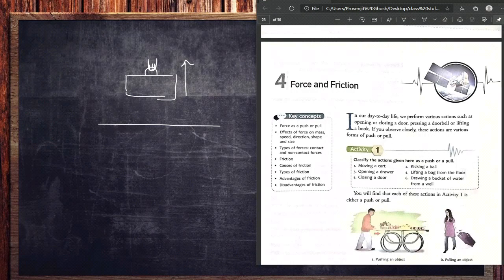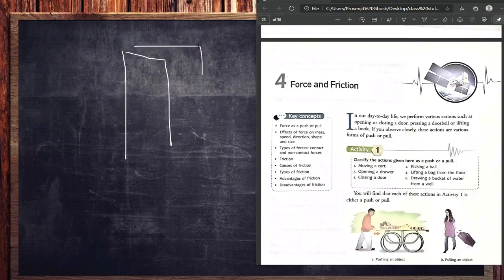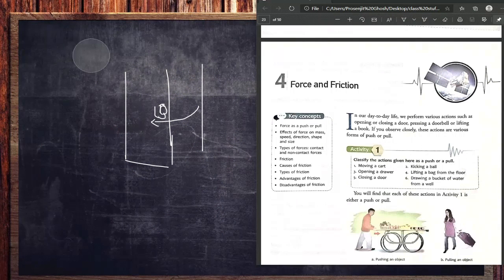That is the first. Second, you're opening a door. A door is there and you opened it. When you opened it, that means you applied some force on its handle in this direction. That is why you are able to open it. So that is also the application of force.